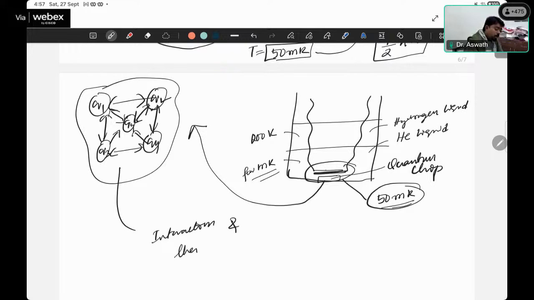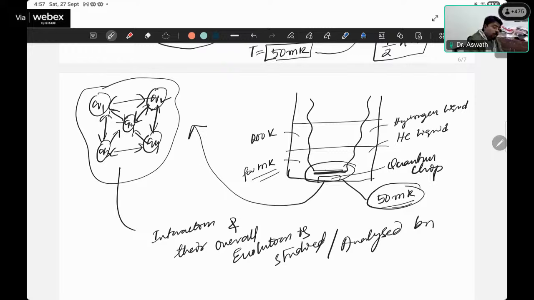and their overall evolution is studied or analyzed by statistical physics. You can also say quantum statistical physics. That's all. So the phase change and all, no relation here.